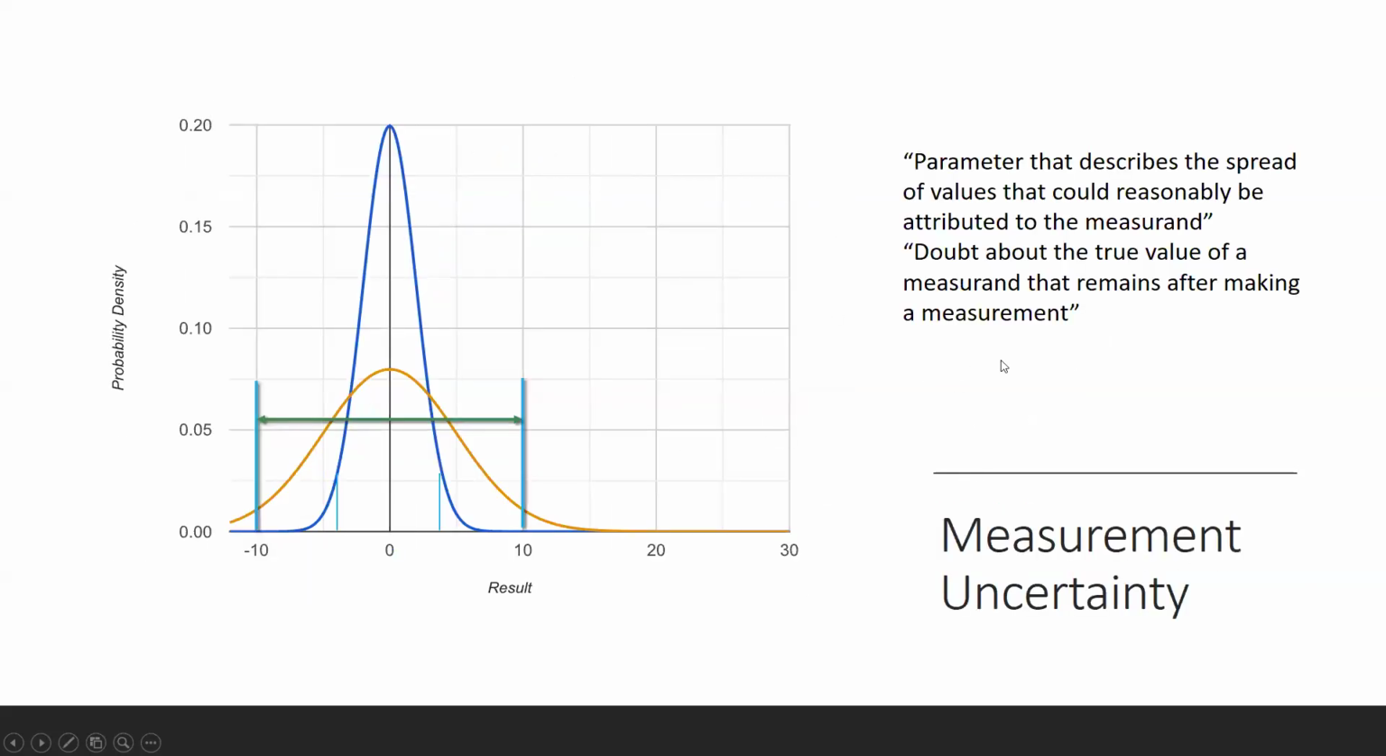Now, measurement uncertainty as a theoretical concept describes all the reasons why a measured value might not represent the true value, and this extends into pre- and post-analytical factors. But newer definitions of measurement uncertainty are starting to relate to just analytical error and can be estimated or given a value which is confusingly not the same as total analytical error. So the International Organization for Standardization defines measurement uncertainty as a parameter that describes the spread of values that could reasonably be attributed to the measurand, and the doubt about the true value of a measurand that remains after making a measurement.